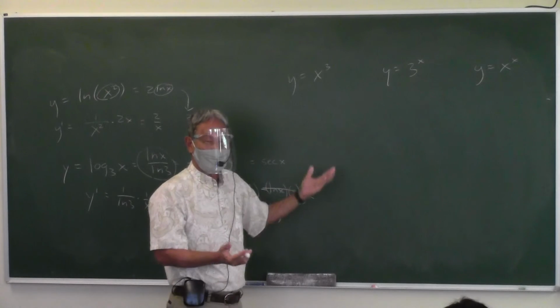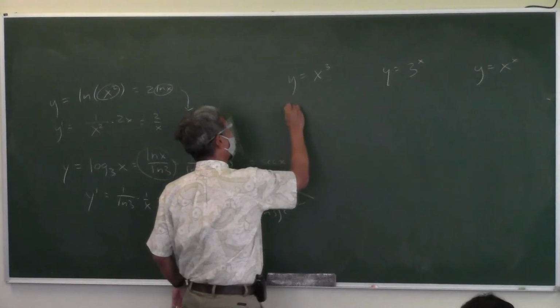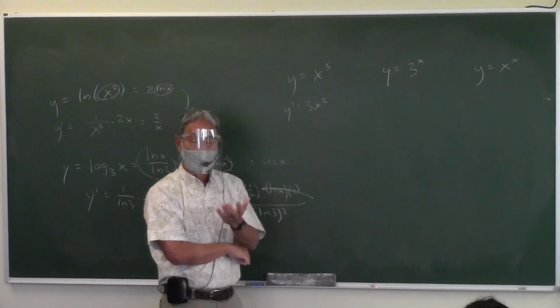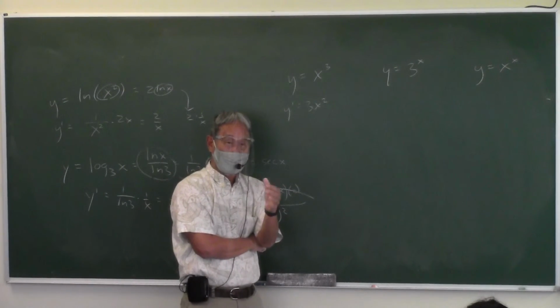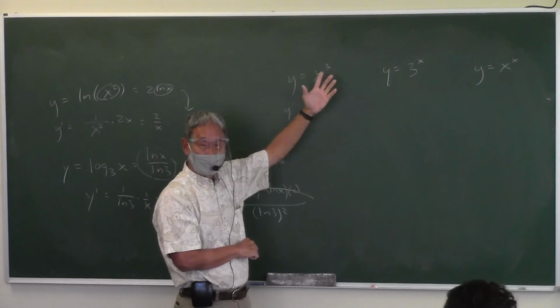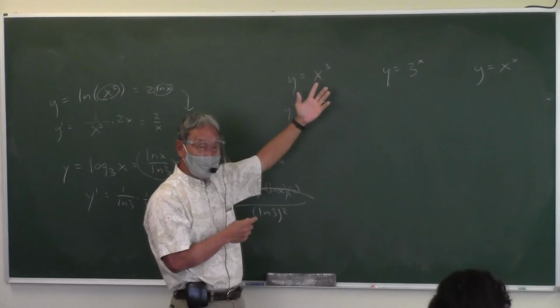Okay, well we already know. What's the derivative of x to the third? Yes. Yeah, so you put the power in the front, reduce it by 1. This is called the power rule. You can only use the power rule when you have x to a number power. In other words, the constant is in the exponent.